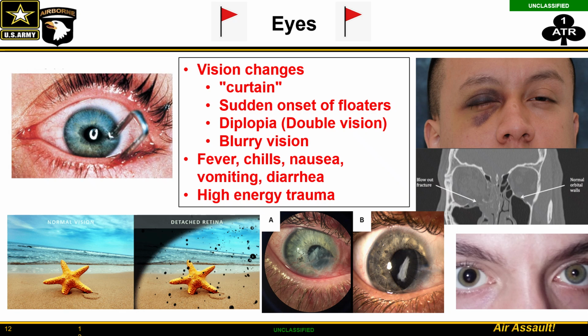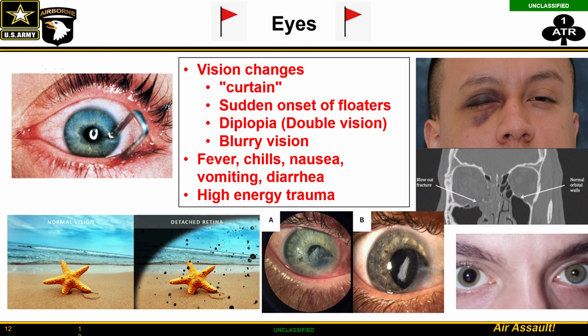Another one I want to point out is the top right corner. This is an orbital blowout fracture. The story here is also going to point you in the right direction, right? This is someone who just got hit with a baseball or something along those lines, and there's every reason to believe they might have an orbital blowout fracture. That person needs to go to the emergency room if their eye looks like that. That person needs to go to the ER.